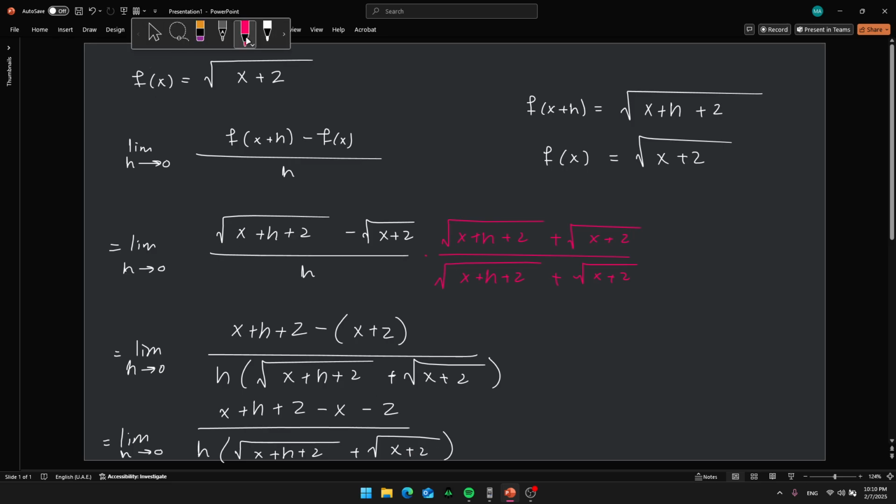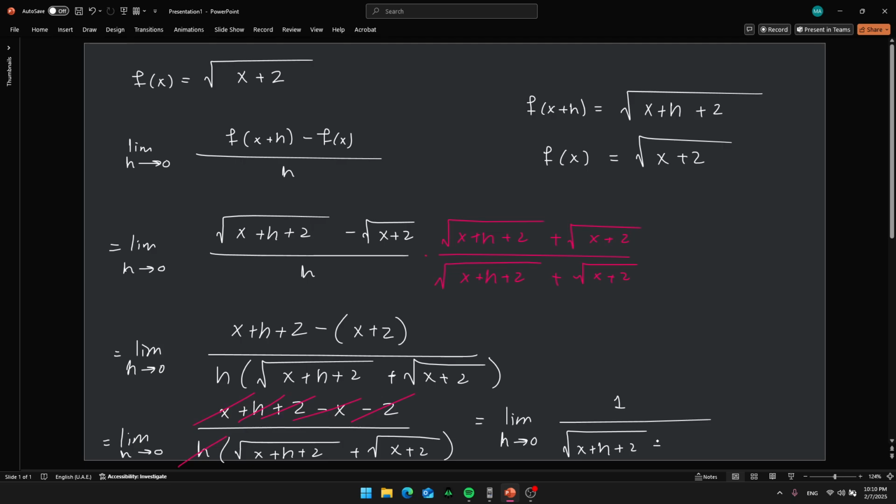Now let's cancel stuff if we have similarities. So plus 2 and negative 2 will cancel. X and negative x will cancel also. And we have an h in the numerator and an h in the denominator, so they will cancel. I'm left with limit as h approaches 0 of 1 in the numerator, and the denominator, radical x plus h plus 2 plus radical x plus 2.